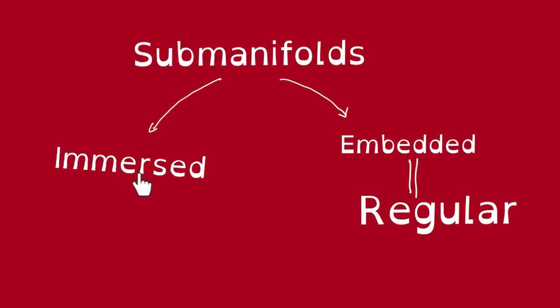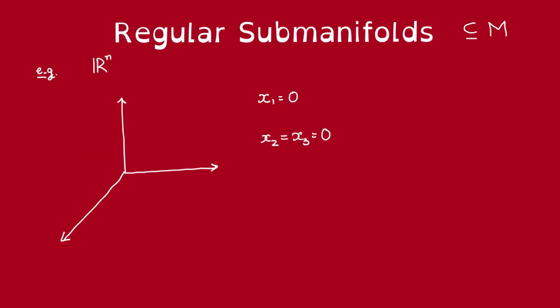Previously, we defined immersed submanifolds and embedded submanifolds, and then we said that embedded submanifolds are also regular submanifolds. So let's define and give examples of regular submanifolds. Well, a regular submanifold of a manifold M is a subset that is locally cut out by coordinate functions. We'll explain in a moment what that means, but let's look at some examples in Rn, because this is the thing that we are trying to generalize when we define the concept of regular submanifolds.